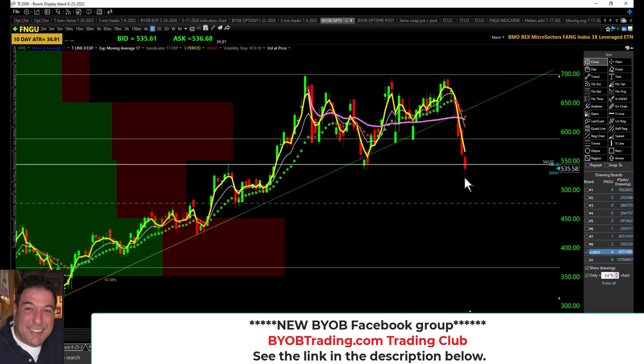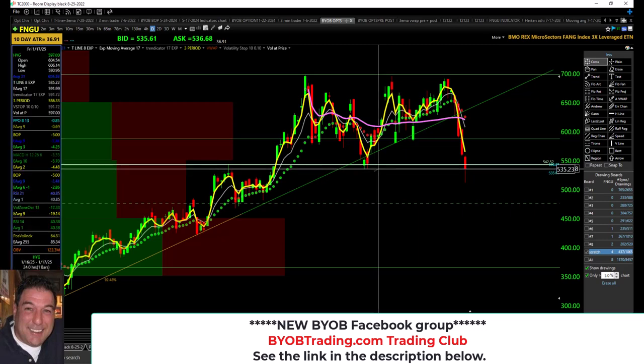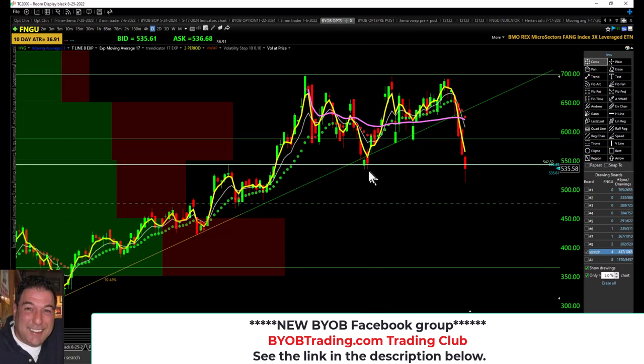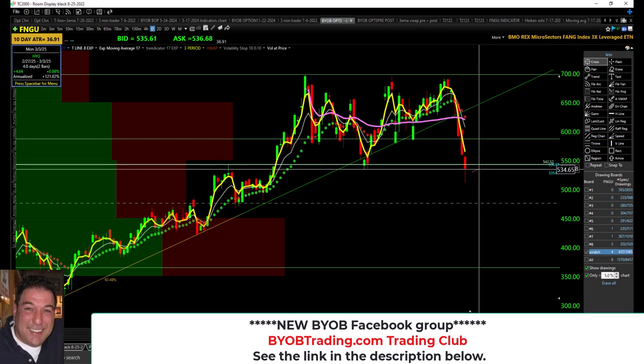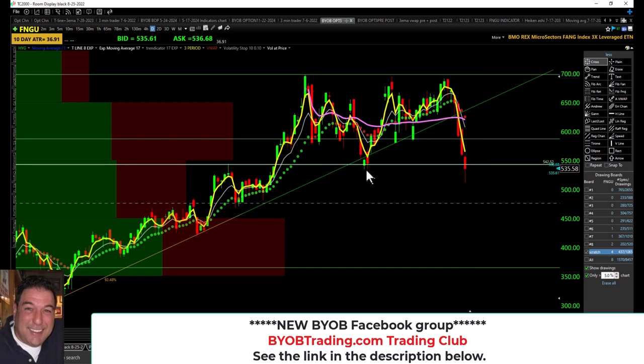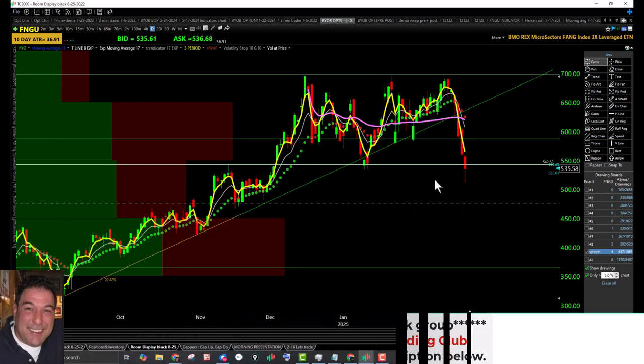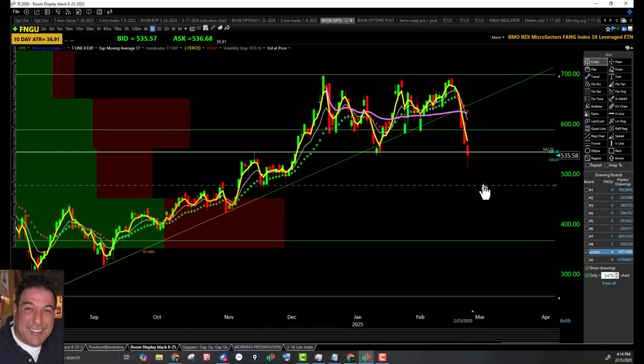All right? It's possible they bounce. Notice they're almost breaking right there, major support. Notice they closed just pennies above major support right there. Tomorrow should be interesting, all right? Because if they get below here again, chances are they're coming down to the midpoint.